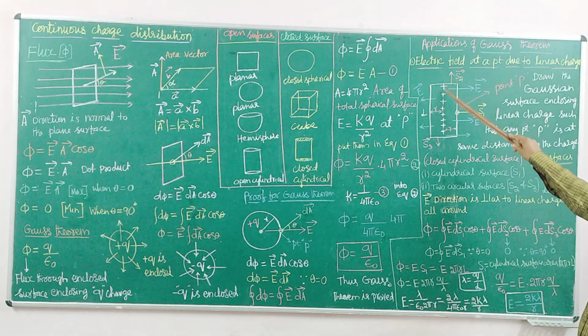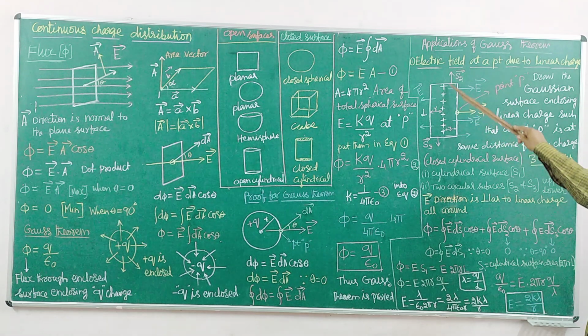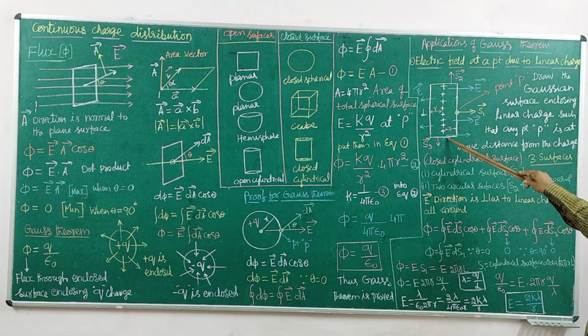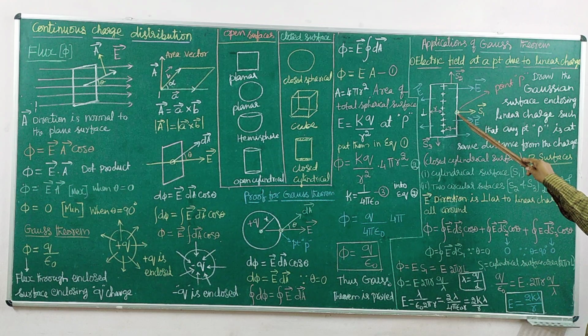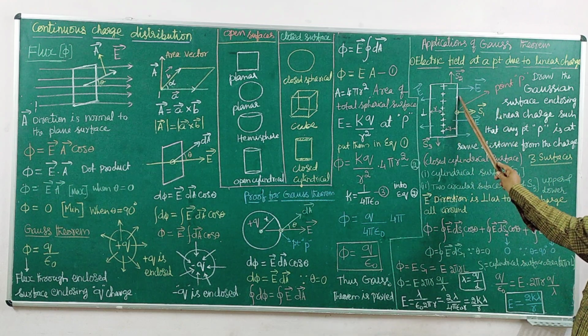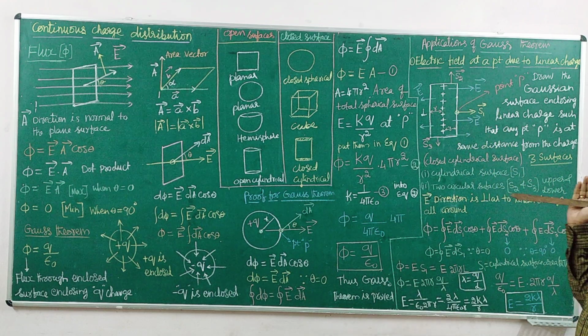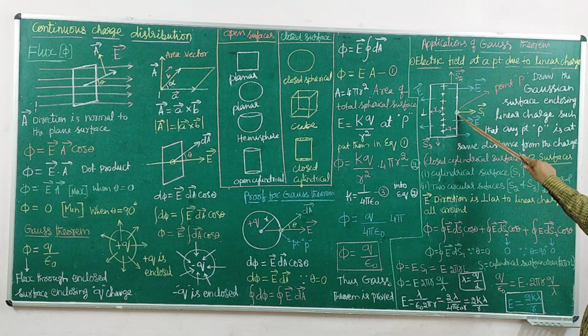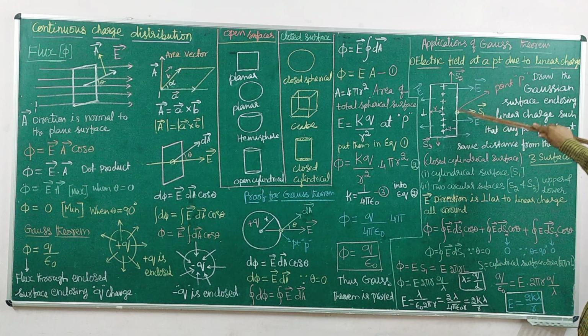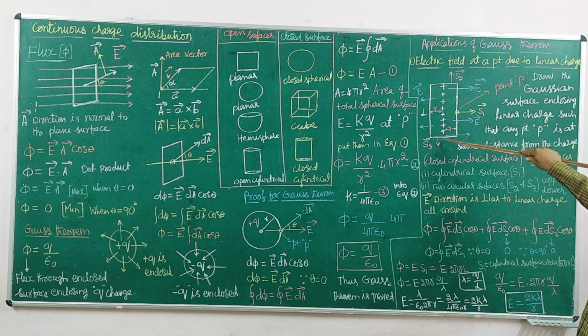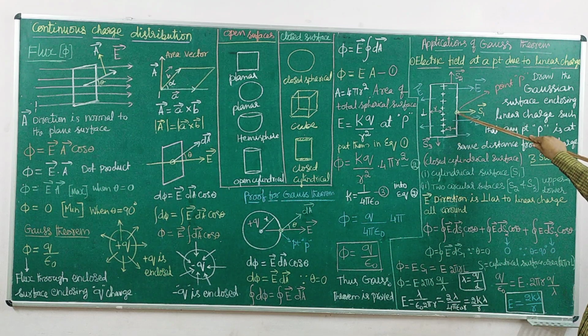This is a linear charge distribution, that is, charges are aligned along a line. If you want to find the electric field at a point around it, any point all around it, the electric field at any point is in the direction perpendicular to this line. This is a linear charge distribution, and this is the point I have taken here.